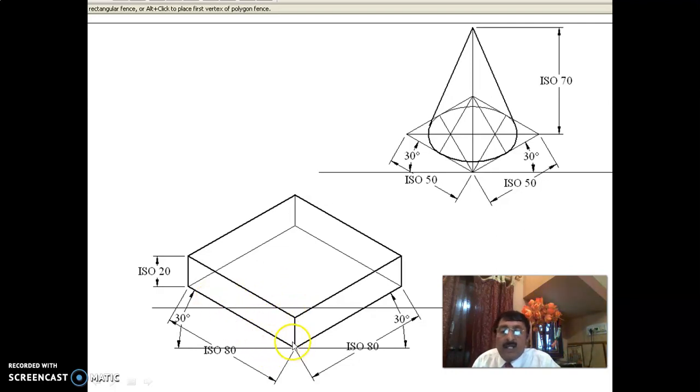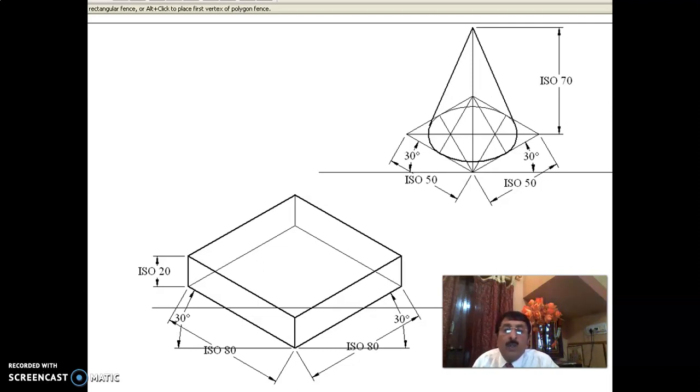Initially you take 100, 100, 20 only, the same thing, and select the entire thing, multiply by 0.816 scale factor, so that this will be ISO 20, ISO 80, ISO 80. ISO 80 means it is actually 80 into 0.816, 80 into 0.816, 20 into 0.816. These things we'll do because it is clearly asked in this problem, not isometric view, but isometric projection.